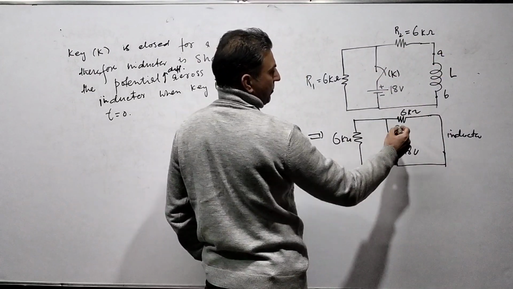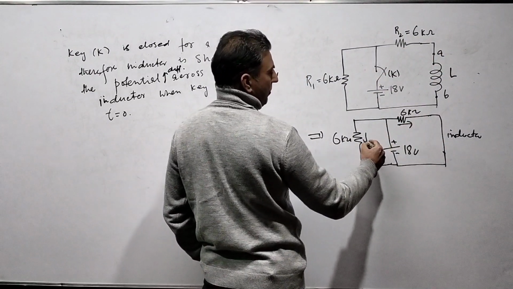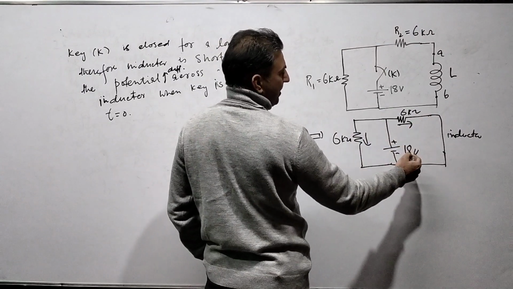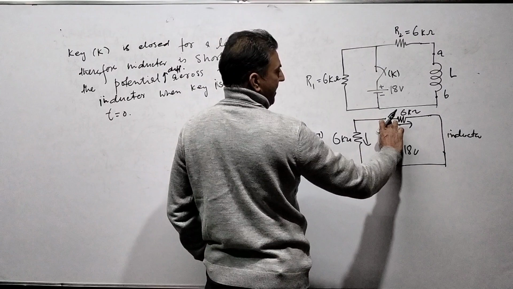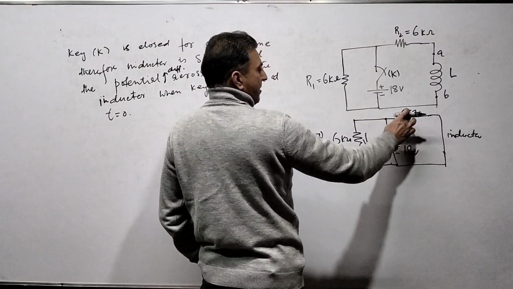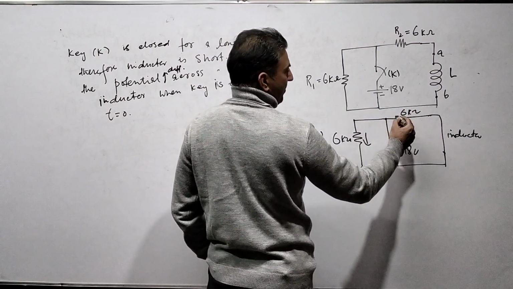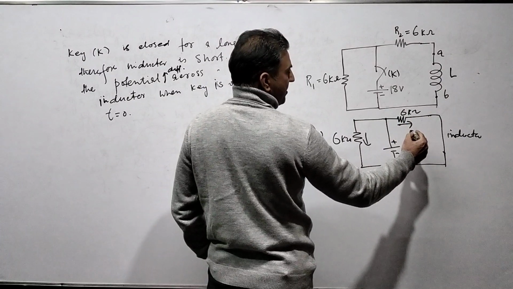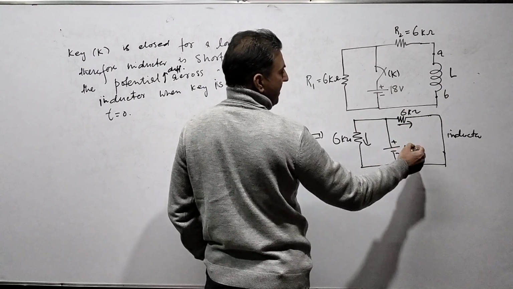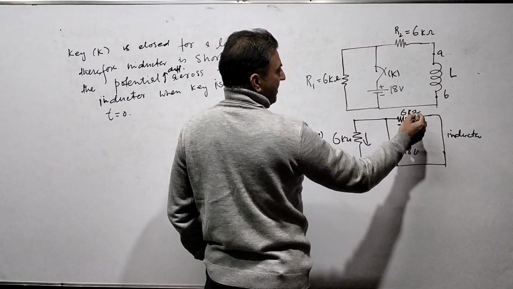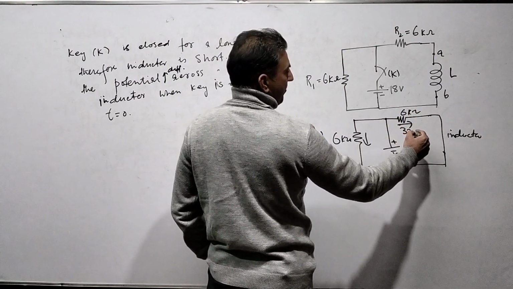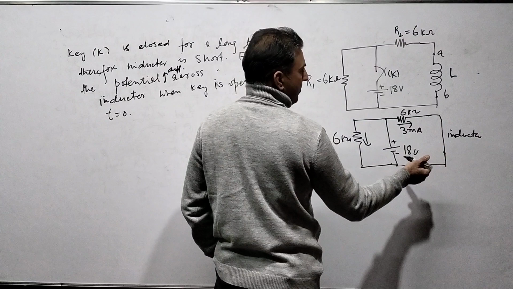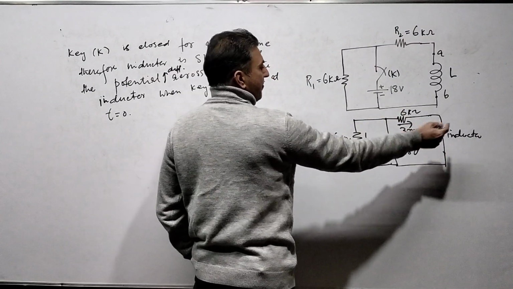So how much current is flowing through this? And how much current is flowing through this? The potential difference between this point and this point is 18, so the voltage across this resistor is 18. Now how much is the current? 18 volts by 6 kilo ohm. That is 3 milliamperes. You can check it out. 18 divided by 6 is 3 milliamperes.